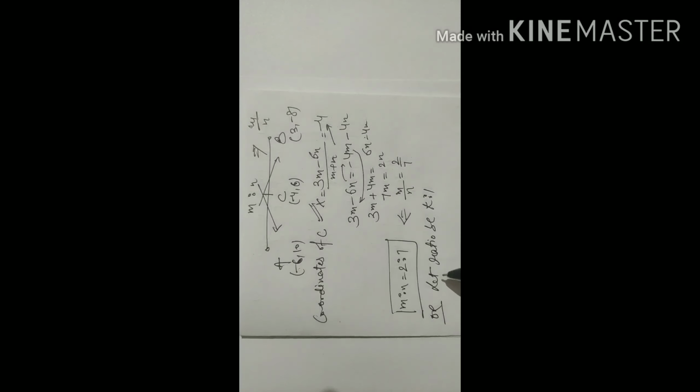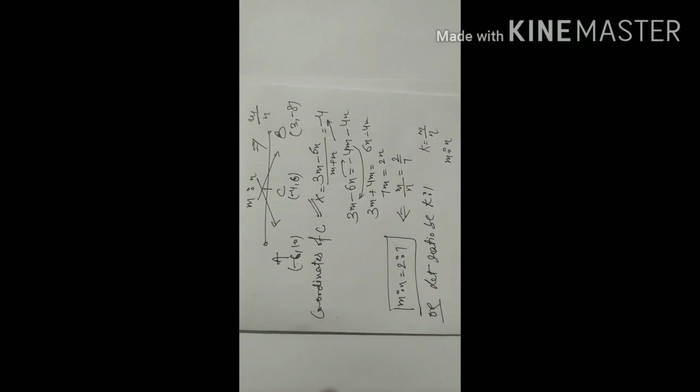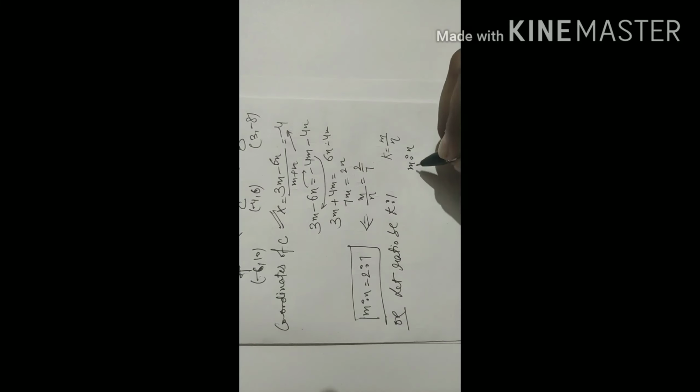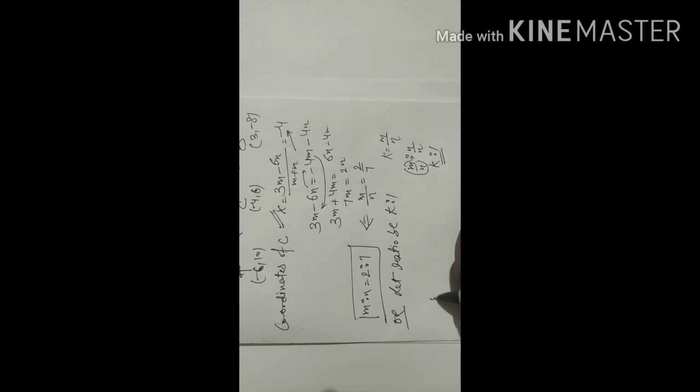Another method: let the ratio be k:1, where k stands for m by n. How do we get it? See here. In the previous method we took the ratio m:n. If we divide by n on both sides, we get this. This value we indicate by k. That's why we are taking the ratio k:1. Our question is this one.